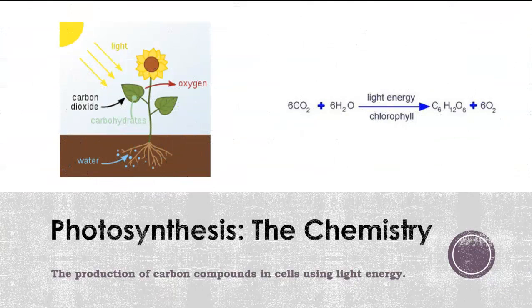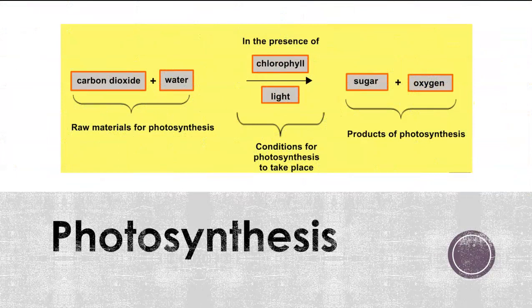All right, so photosynthesis and the chemistry. What we're looking at is the production of these carbon compounds in cells using light energy, and we've got our chemical equation there. So we've got our reactants, which are carbon dioxide and water, our products, that's sugar and oxygen, and this chemical reaction can only occur with the presence of light energy, but also the presence of chlorophyll.